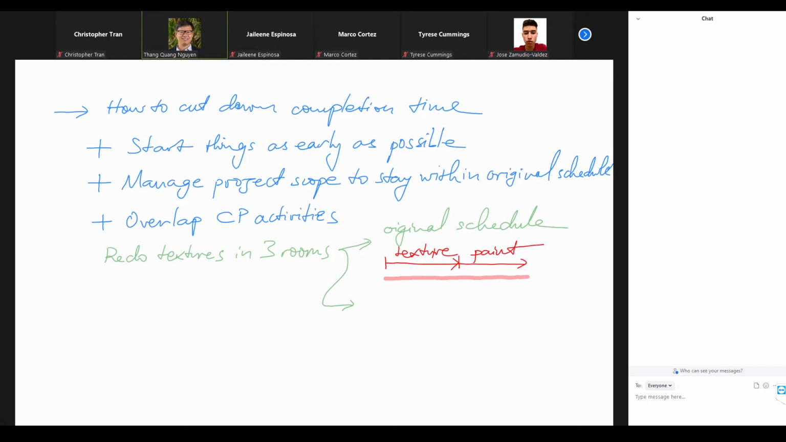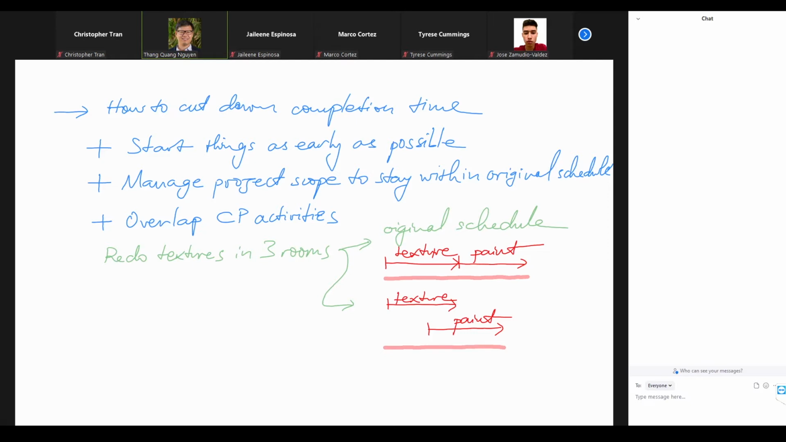So relative to what was done before, the picture will look like the following. The texture activities will take as long as before, but we do not wait until all the textures are done before we paint, right? In this case, we might start the painting earlier than before. So with that, now the new project completion time is this, rather than like before, right? So in a sense, we really cut down the project completion time. We're crashing a project right there, right? By overlapping the critical path activities.